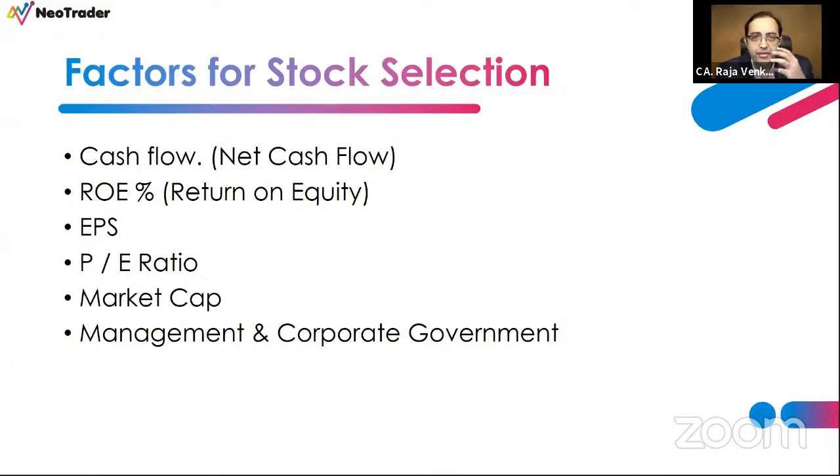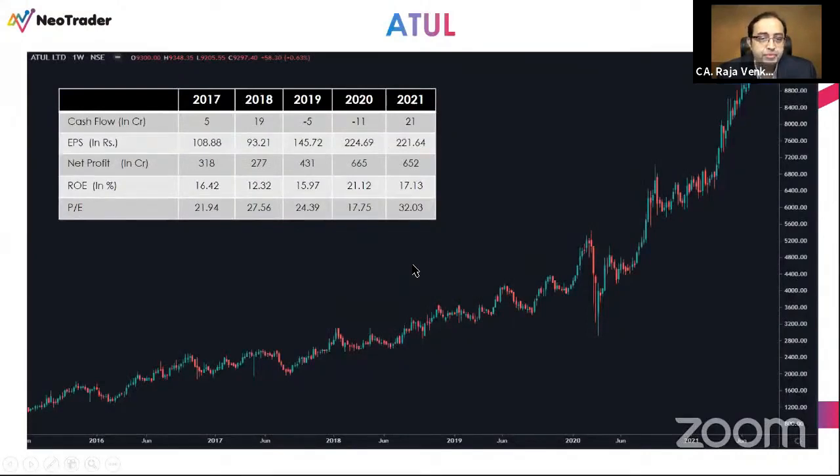Because you believe that if these fundamental variables are intact, then the company is expected to move along a linear path. So for example, if you take a stock like Atul Limited, you can see that this stock has been moving in a spectacular fashion. Since 2017 to 2020, the stock has moved from 2000 rupees to 9000 rupees. In a space of 5 years, it has moved by 5000 rupees. There is a steady P/E expansion.